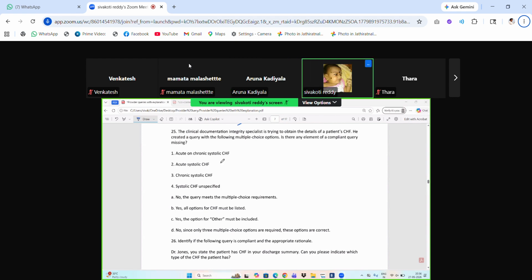Which one is correct? While you are raising the multiple choice query, make any complaint query in the multiple choice option. Is any option missing, or are these 4 options enough? We need to give option C, the other option. The other option must be included. Okay, while you are raising the multiple choice query, you must give the other option.